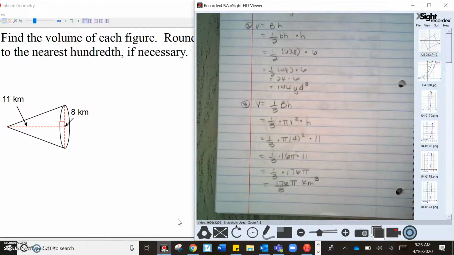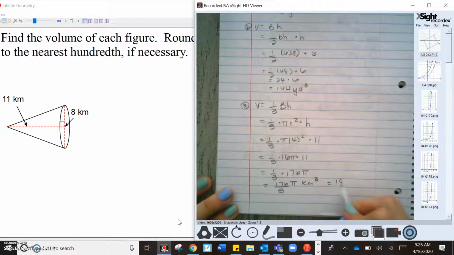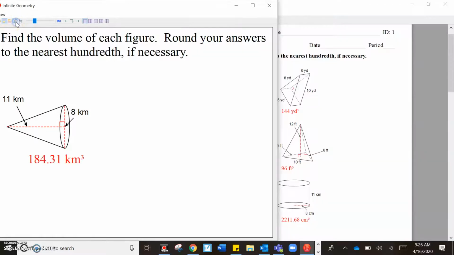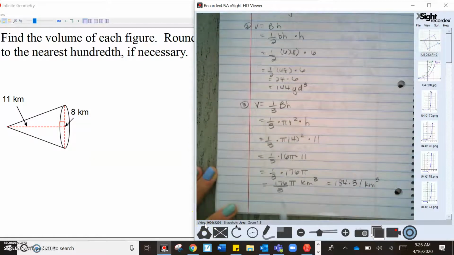So if we want an exact answer, we would leave it here. The directions here say round to the nearest hundredth. So I'm going to take 176 divided by 3 and multiply it by pi and get a decimal equivalent. This is 184.31 kilometers cubed, and bam. All right, so exact and rounded. Just be comfortable with doing both.